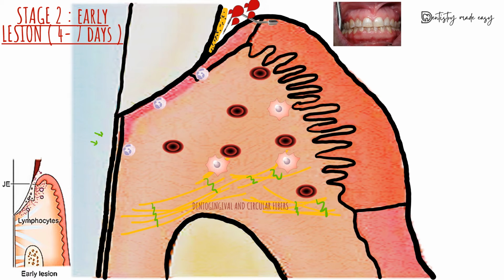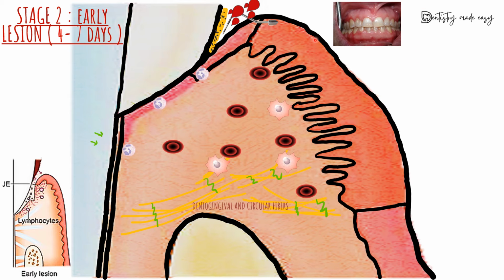So the initial lesion may resolve rapidly with treatment, but if treatment is not given at that particular time, it may evolve into a chronic inflammatory lesion that leads to the start of the next stage, that is stage 2, the early lesion, which starts in 4 to 7 days of plaque accumulation. Now the major sign that you will see in this particular stage will be bleeding on probing.